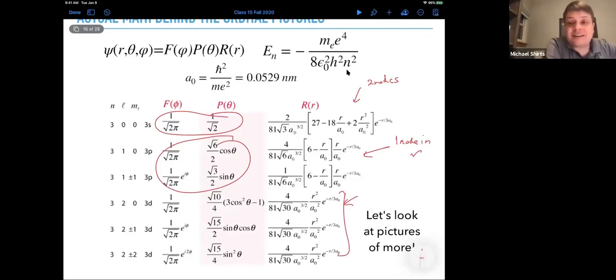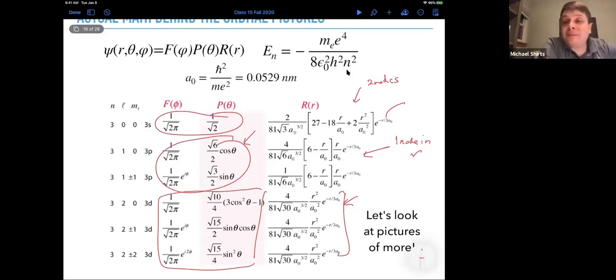All of these have the exponential factor of 3a0 because they have a characteristic distance of 3 times this a0. And now if you notice, these are just simple sines and cosines. Here you start getting wackier functions of sines and cosines. And that's what gives the d orbitals their 4-lobe shape.